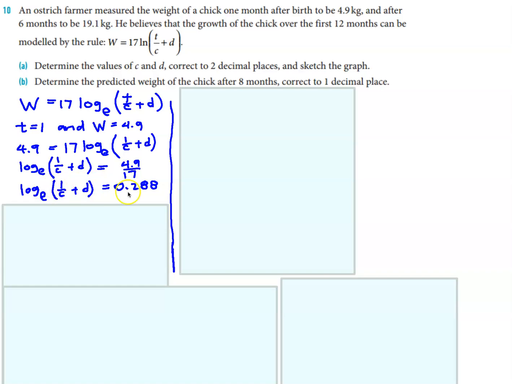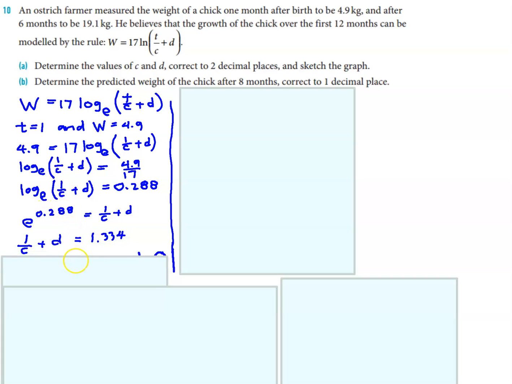I can now rewrite this as an exponential equation: e raised to that power equals this, which is what I have. And e raised to that power, I can use my calculator to work out, and that comes out to be 1.334 to 3 decimal places. In the end, what I want to do is get d equals, which is what I'll do just there. Okay, so there's our first equation.